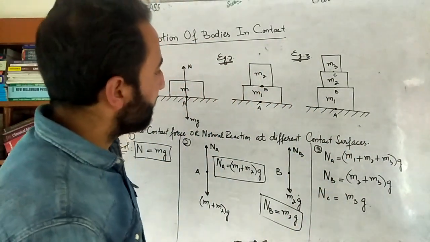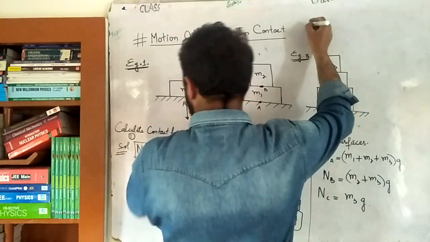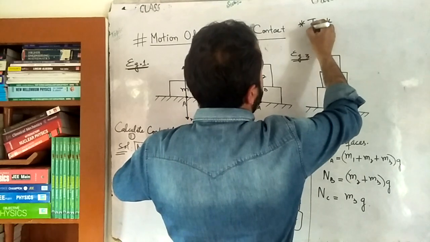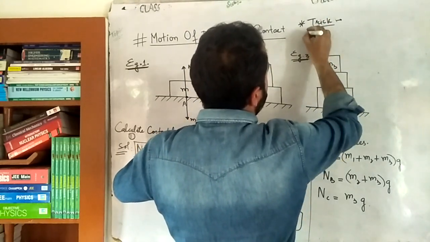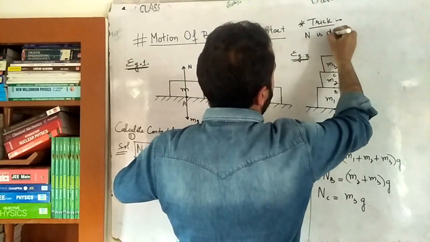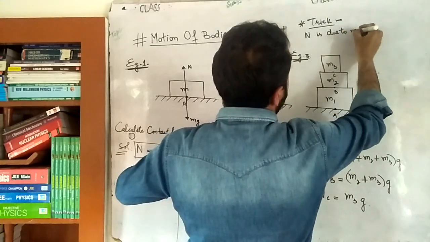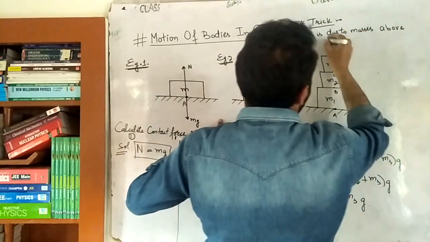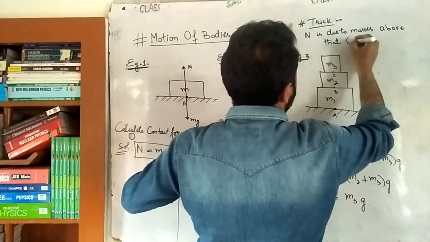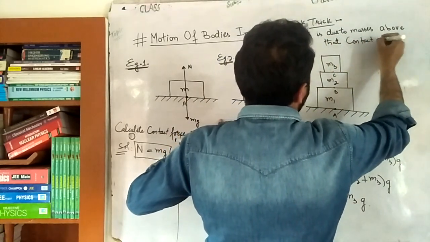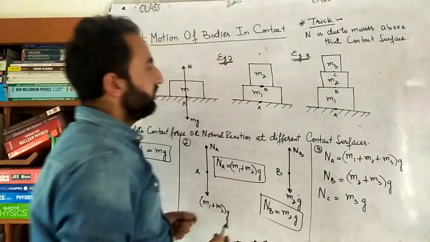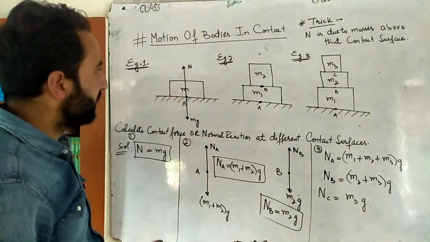Okay. Then here I will write down the important trick. The trick is like this: that N is due to masses above that contact surface. So simply you can use this trick and calculate the normal reaction orally.